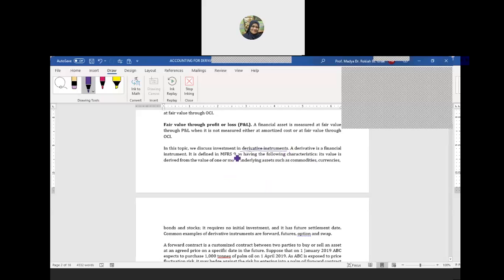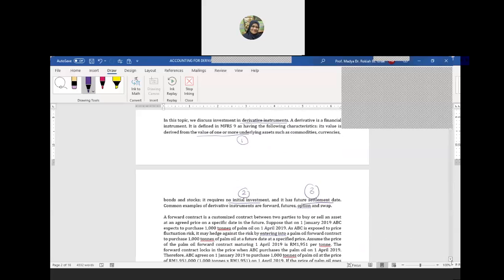It's defined by MFRS 9 as having the following characteristics. The first characteristic is a value derived from the value of an underlying asset, such as commodity, currency, bond or stock. The second is that it requires no initial investment. And the third is that it will be settled at a future date. Examples of derivatives here are forward, future, option, and swap.